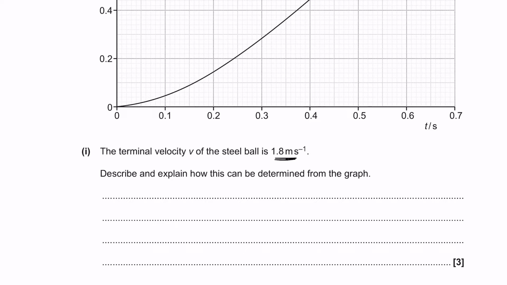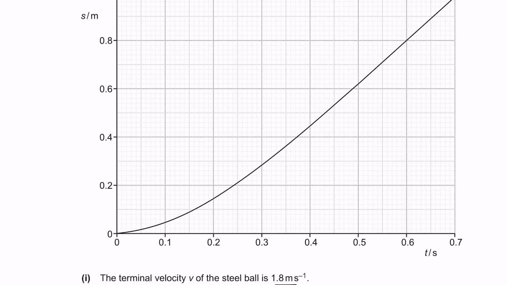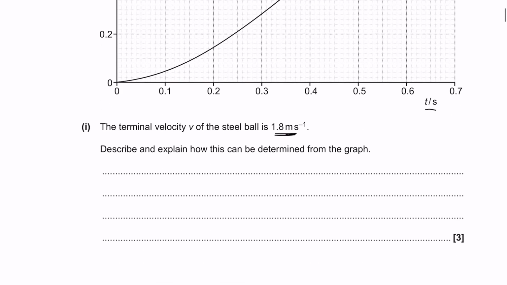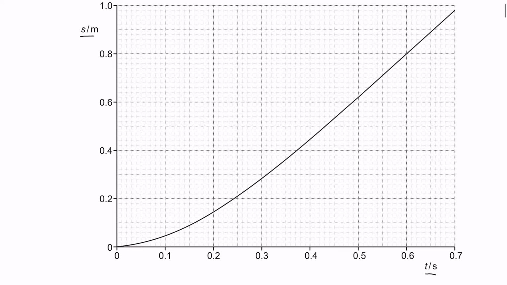Okay, so terminal velocity, we all know, is the constant velocity. Okay, so we know in general that the gradient of a displacement time graph gives you the velocity. So I would work out the gradient, okay, but it needs to be constant because the terminal velocity is constant. So the gradient of the part which is straight should be worked out.